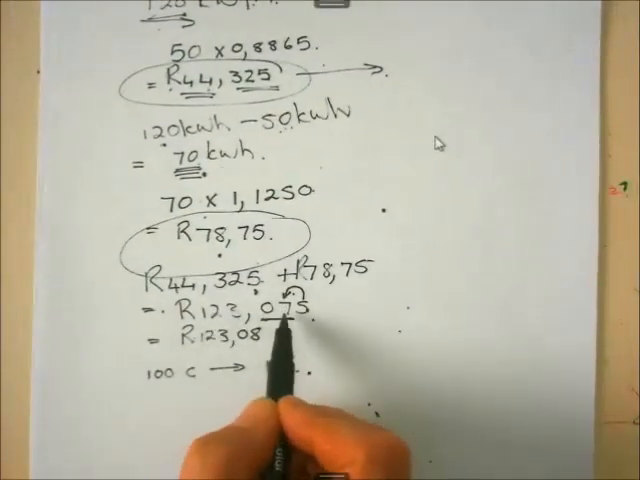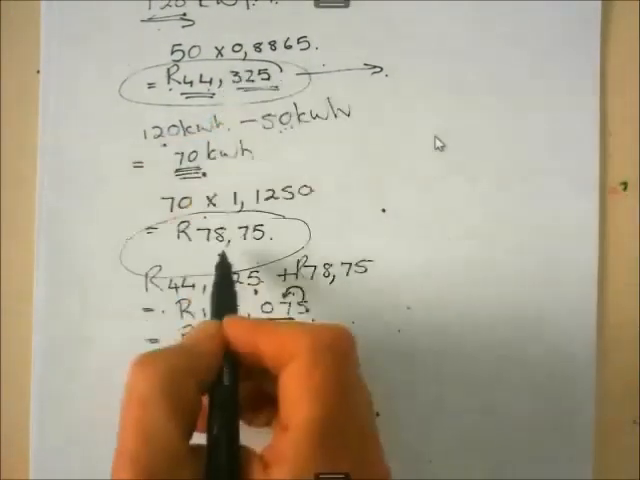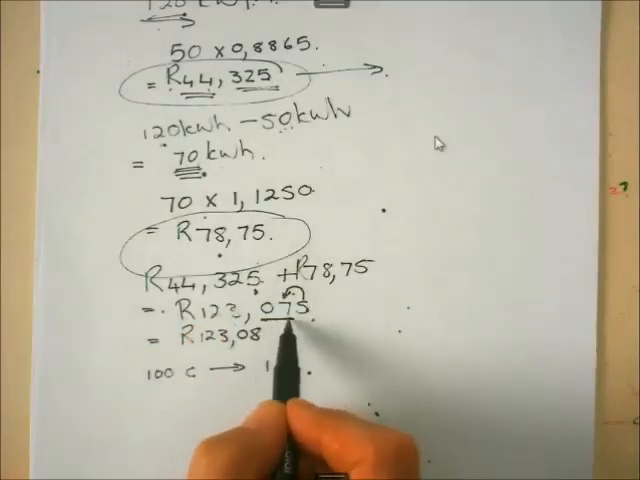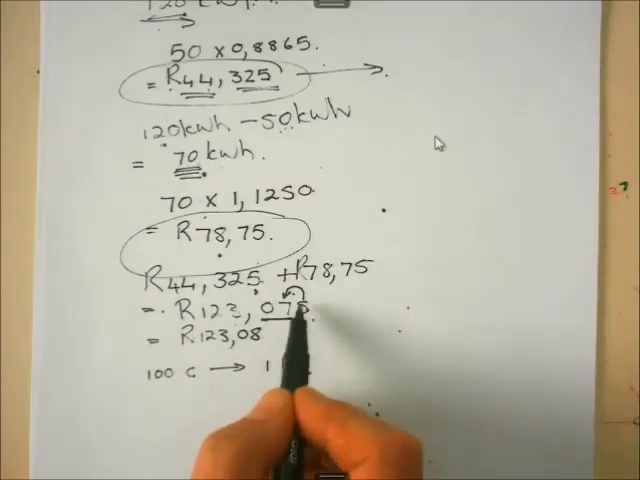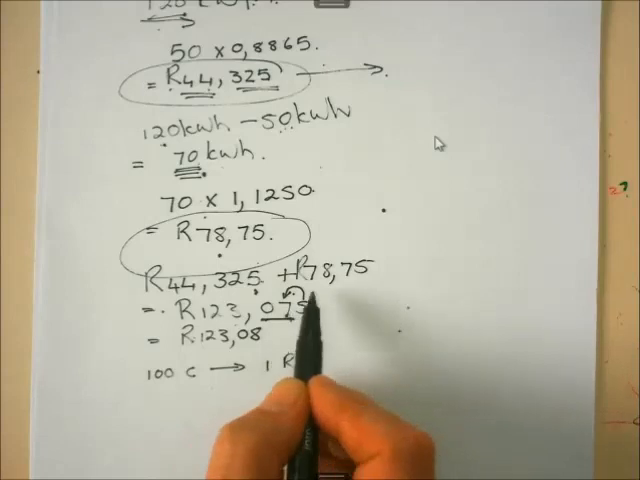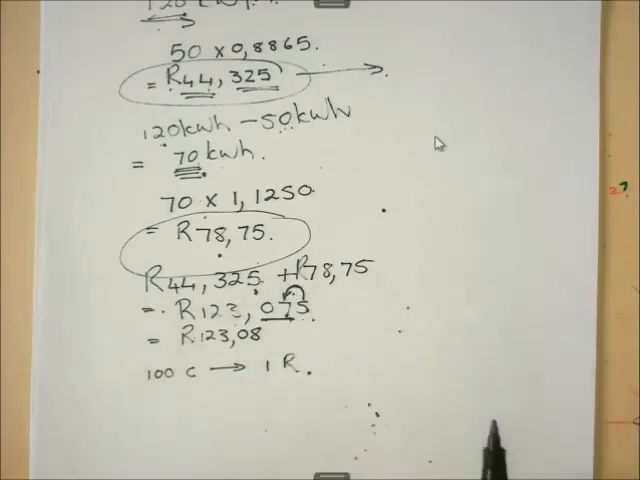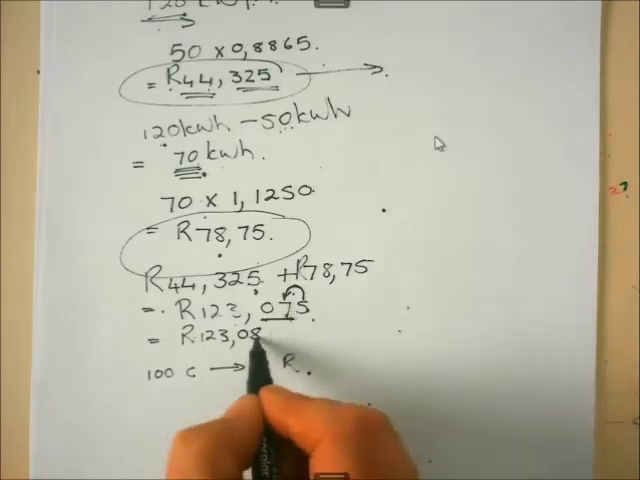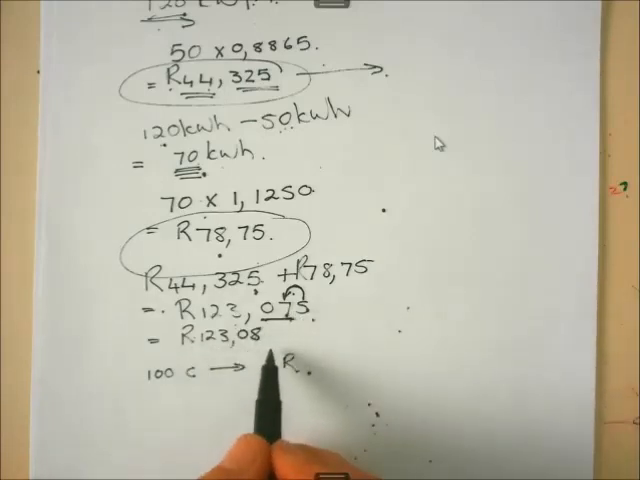For the final answer, I get it by adding the two amounts. And then when I get the final answer, I round off to 2 decimal numbers. So the 5 can make the 7. If say 8, then I have 123 rand 8 cents.